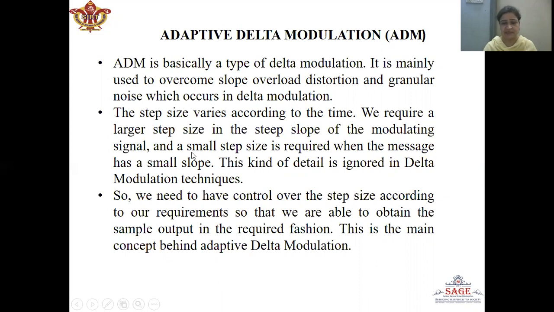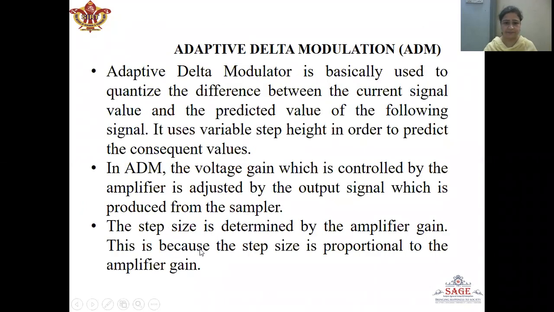The step size varies according to the time. We require a larger step size in the steep slope of the modulating signal, and a small step size is required when the message has a smaller slope. This kind of detail is not overcome in delta modulation techniques. So we need to have control over the step size according to requirement so that we are able to obtain the sampled output in the required fashion. This is the main concept in adaptive delta modulation.